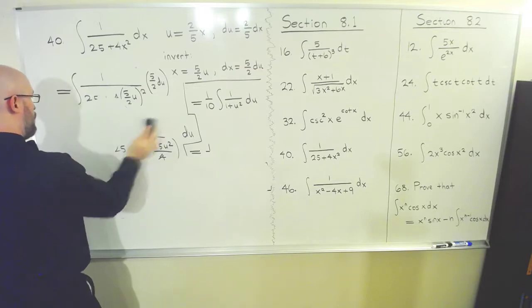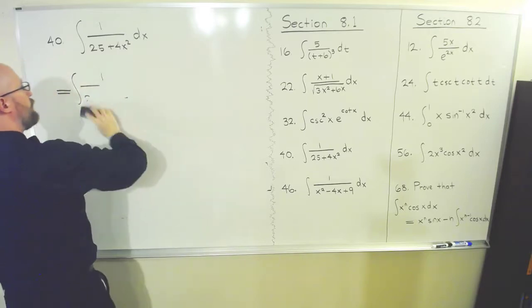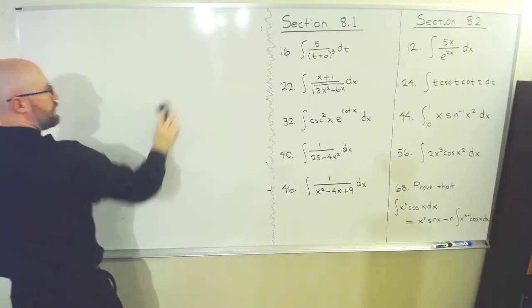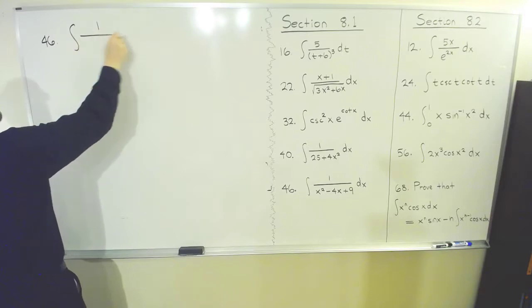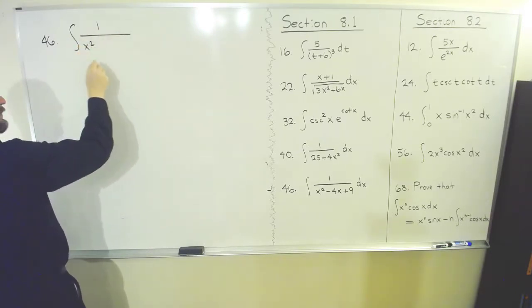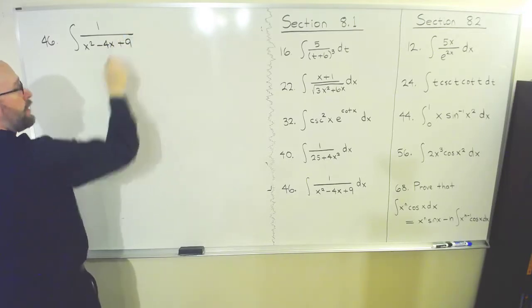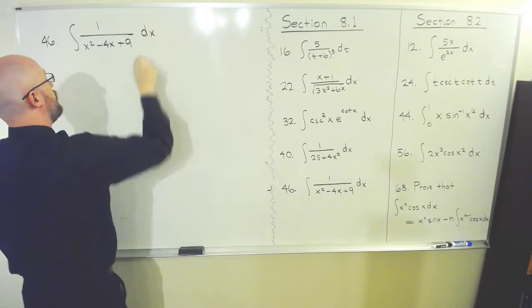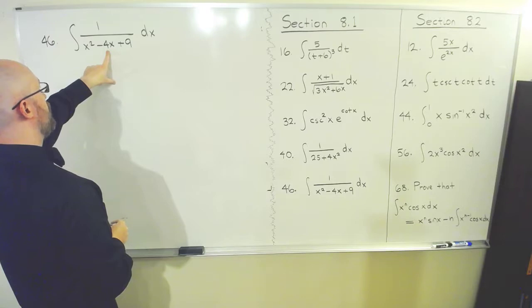Okay, so there's one more in section 8.1, and this is number 46. So let's do 46. Rewrite it here. Integral 1 over x squared minus 4x plus 9. Now this will involve, I think, a little bit more algebra than the previous ones have. The first thing I'm going to do is complete the square in the denominator.